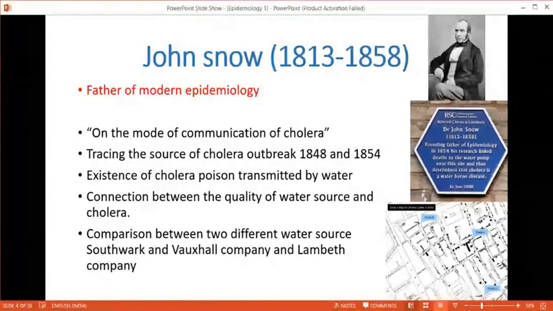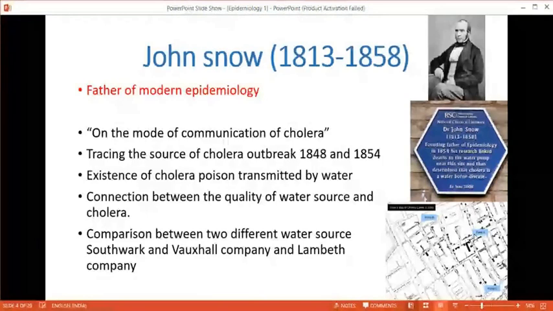So you can see the map there at the bottom, where it shows pump A, pump B, pump C, and the clustering of cases around it. So he found out that the pump in Broad Street is the main place where many people are contaminated. There are many clusters of cases around it. And so he went and took away the handle of the pump. And then after some time, he found out the number of deaths because of cholera had come down around that area.